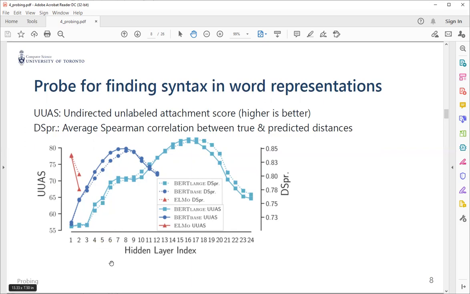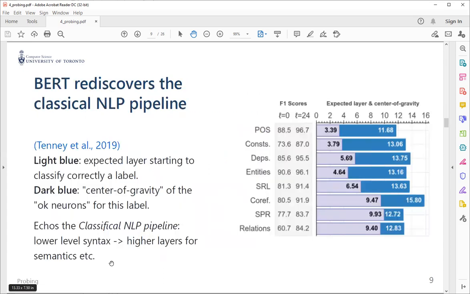and later, in more than half of the total layers, their assembled forms are easier to recover the syntactic distances. And as they go towards the higher layers, the representations seem to be assembled into a form that is again harder for finding syntax. So this paper examines this effect further.